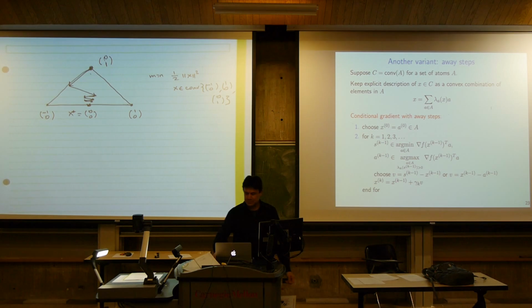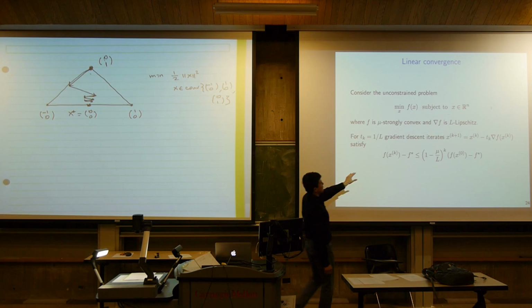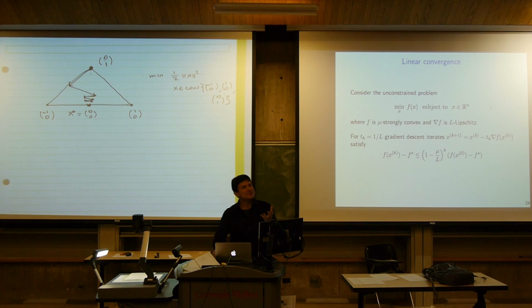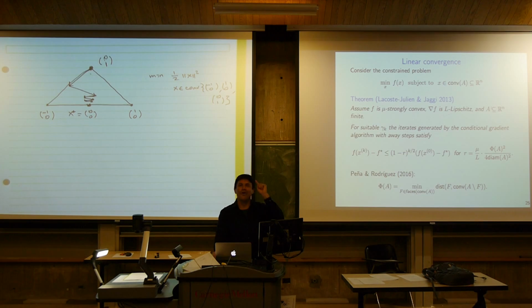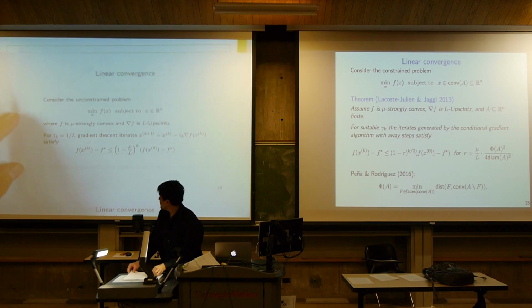And here is what is really cool. We have linear convergence. So let me recall one fact, that you actually saw something a little bit stronger than this. Gradient descent for strongly convex functions has linear convergence. Gradient descent enjoys this speed of convergence, this linear convergence. It turns out that conditional gradient with away steps also has linear convergence. And the rate of convergence resembles, so this is the linear convergence rate for gradient descent.